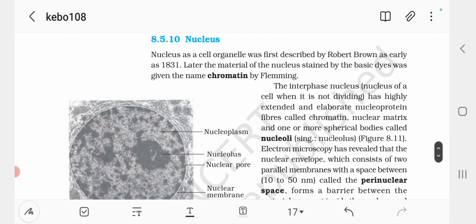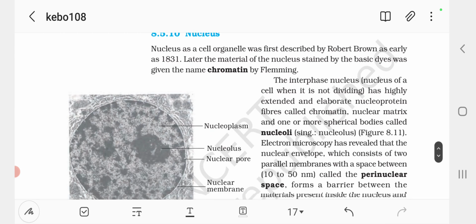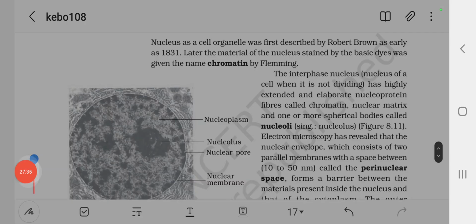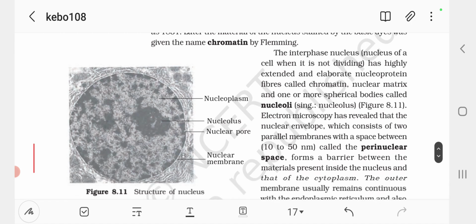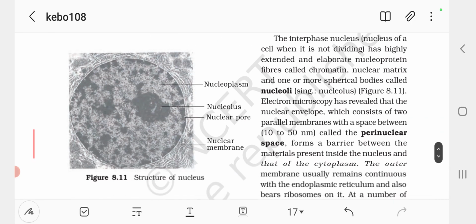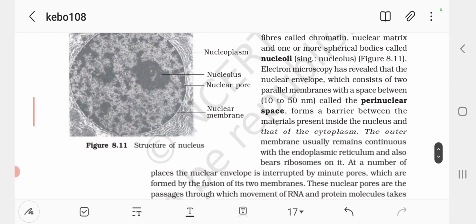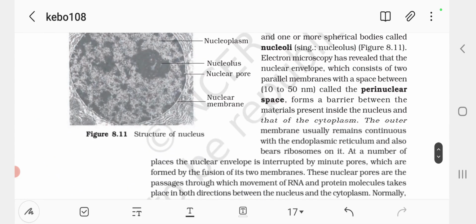8.5.10 Nucleus. Nucleus as a cell organelle was first discovered and described by Robert Brown as early as 1831. Later, the material of the nucleus stained by the basic dyes was given the name chromatin by Flemming. The interphase nucleus of the cell, which is not dividing, has highly extended and elaborate nucleoprotein fibers called chromatin, nuclear matrix, and one or more spherical bodies called nucleoli, singular nucleolus.